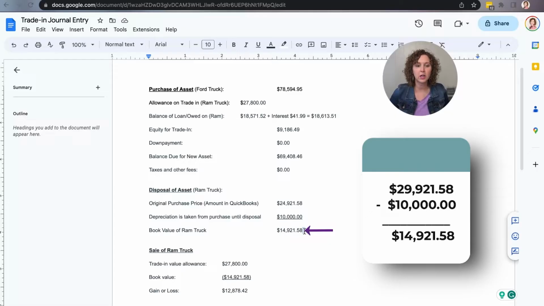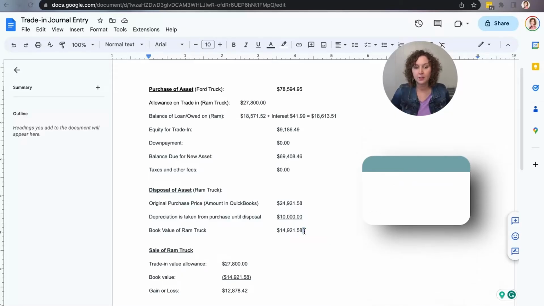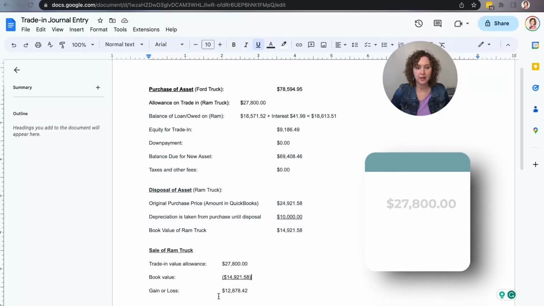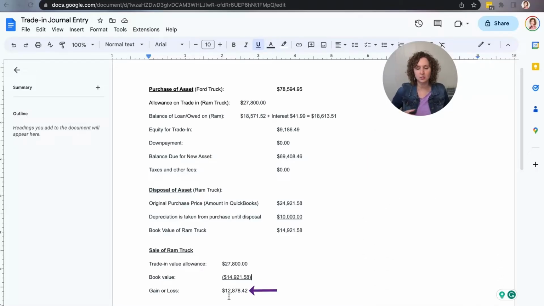And that gives us what's called a book value for the Ram. Then down here, you're going to take another piece of the puzzle, which is the trade-in allowance minus that book value that we just got here. Pop it right there, subtract that out, and that gives you typically what's a gain or loss on an asset.